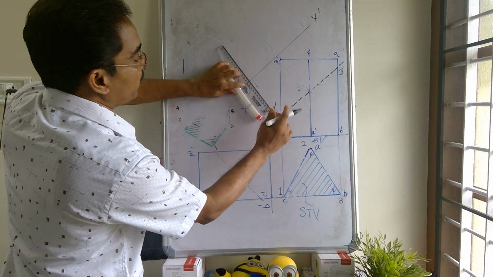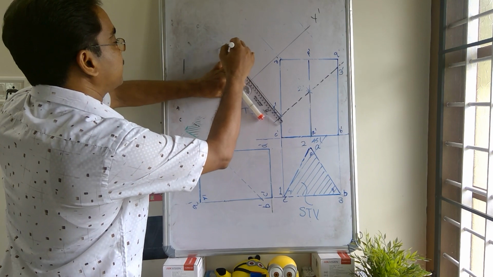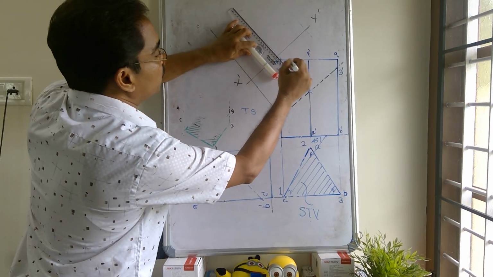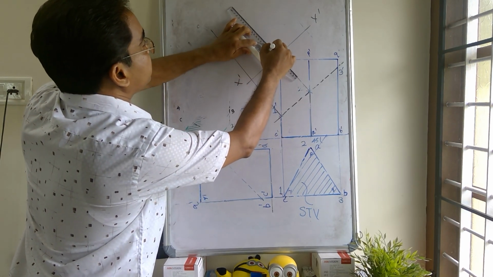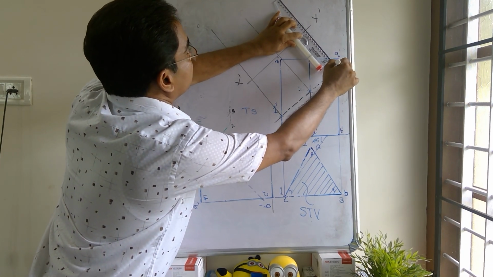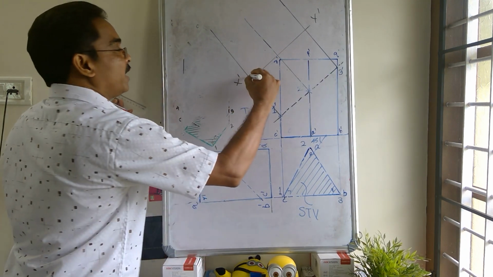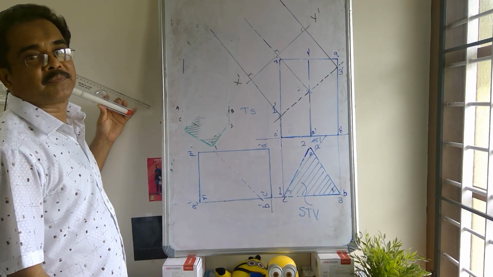Now draw perpendicular lines from 1 dash to 2 dash and to 3 dash. Okay, all these lines are 90 degrees to the new reference line.